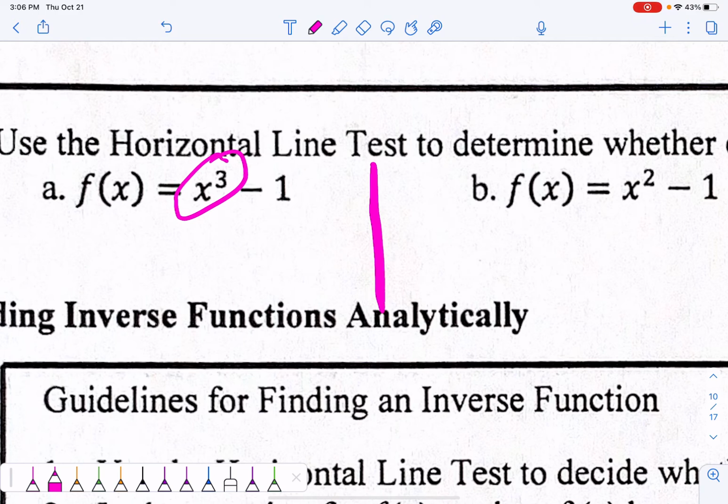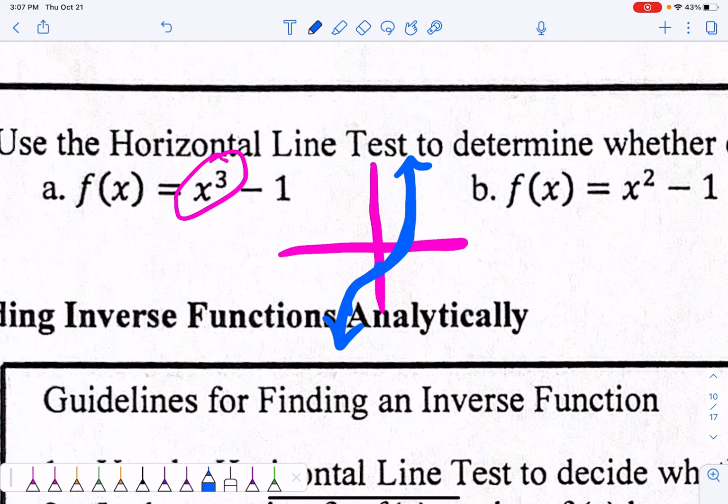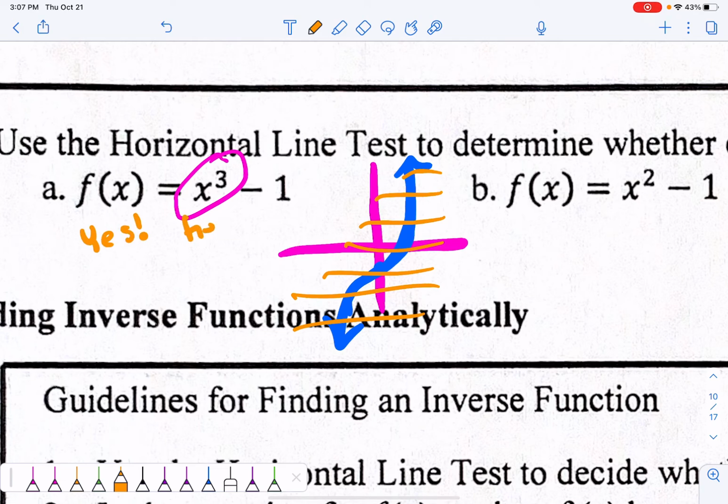So x to the third power minus 1 is just a cubic function, but it's down at 1, so it's going to look like this, something of that nature. That's x to the third power. And we're doing the horizontal line test to see if it has an inverse function. I go across, and yep, it looks like it passes, so yes, it has an inverse function. Not just an inverse relation, its inverse is in fact a function.